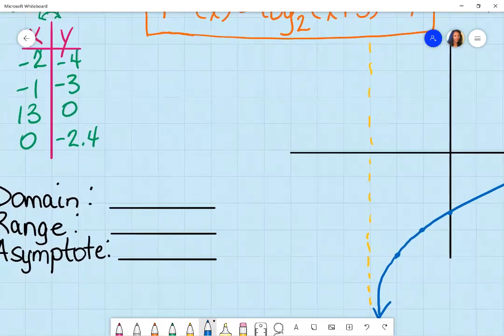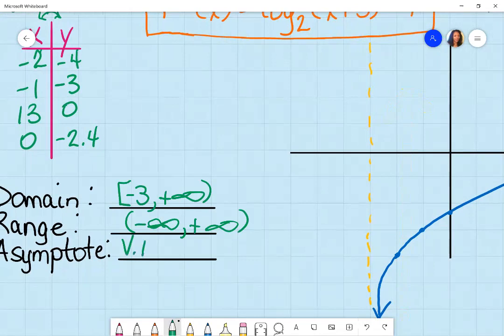All right, so I know I can't go before the point -3. So for my domain, I'm going to have -3, but I can go all the way to positive infinity. And for my range, this time again, if I'm starting from bottom to top, there's no restriction. So I can go on forever, negative infinity to positive infinity. My asymptote, we already said, is a vertical asymptote this time, and it is x equals -3.